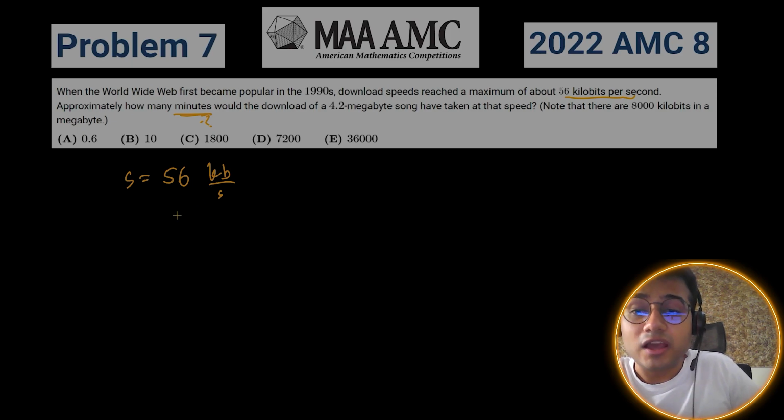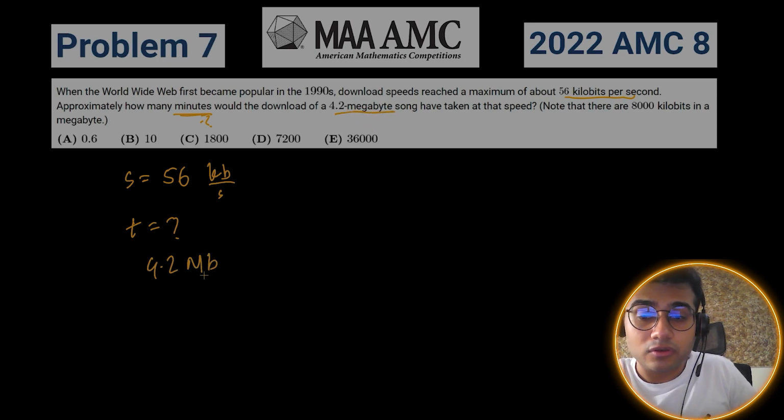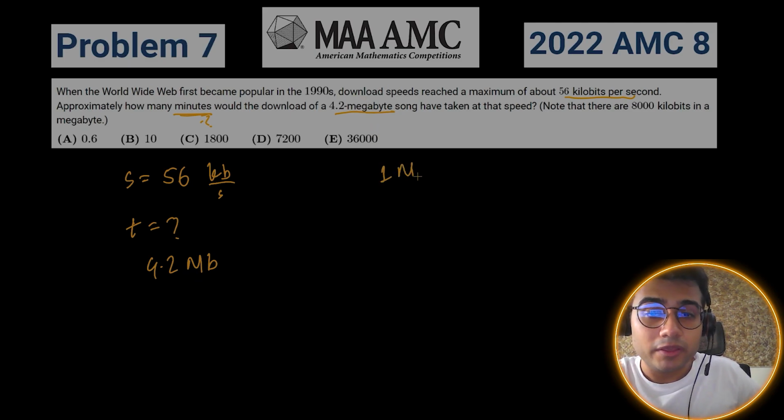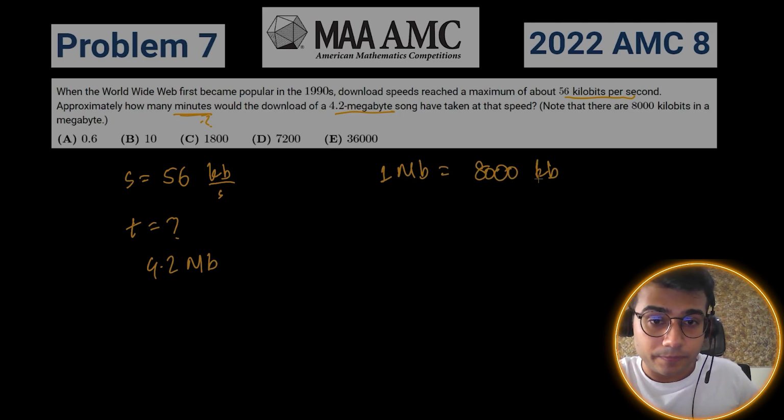So they're asking for time. The time it would take in minutes to download a 4.2 megabyte song. So a 4.2 megabyte song, that's what we need to find out how long it would take. And they gave us the conversion rate as well. They told us that 1 megabyte is equal to 8,000 kilobits.